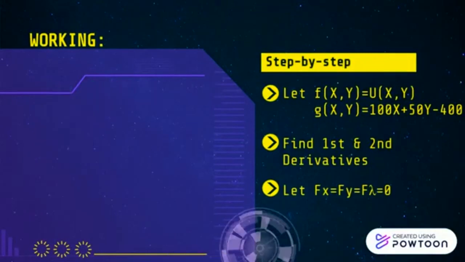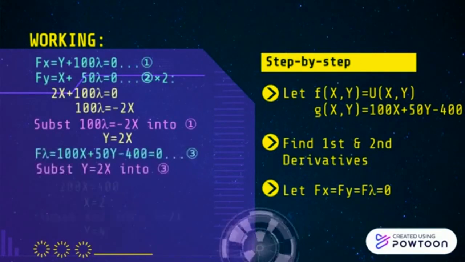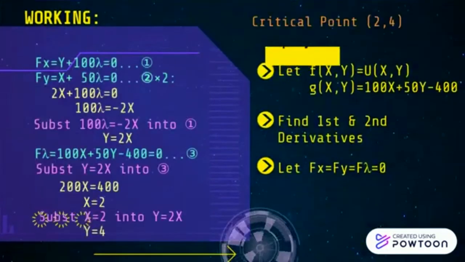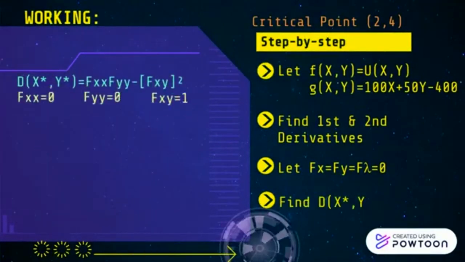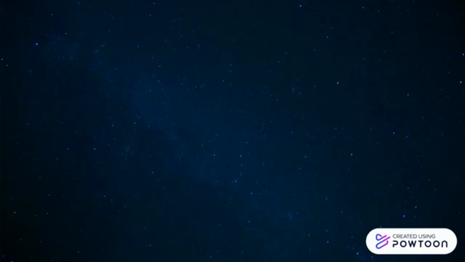By using the simultaneous equations, it is found that y equals 2x. After plugging it into equation 3, the critical point (2, 4) can be discovered. Further, to determine whether the critical point is a local maximum or not, D has been found. Since D is negative, (2, 4) is a saddle point.